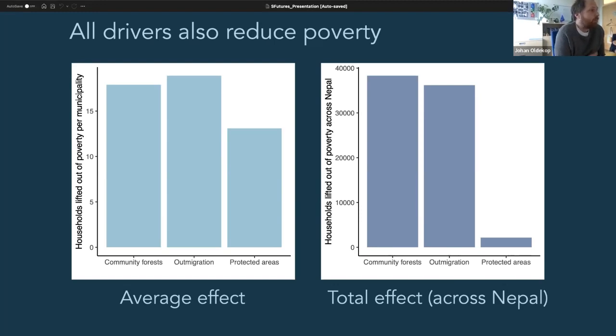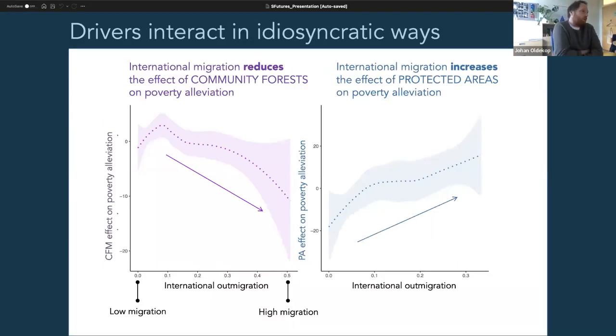If you think about community forests as being reliant on human capital, if they're managed by communities, you essentially need a community to be there. You might assume that international outmigration might be a way of reducing that human and social capital, and might reduce the effectiveness of community forests and the way in which they operate. And so that's what we're currently trying to do, to better understand the way in which outmigration almost acts as a volume knob to the effects that we see with community forests and protected areas.